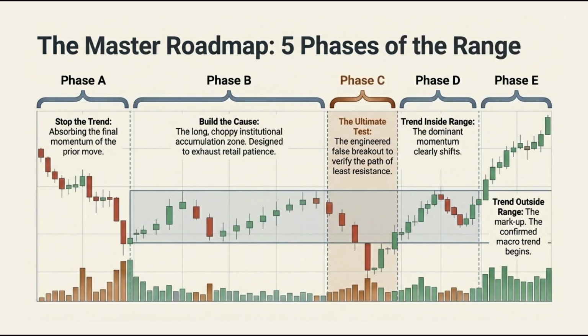The Wyckoff range is broken down into 5 distinct phases that guide you from the end of one trend to the start of the next. Phase A is about stopping the prior trend by absorbing its final momentum.